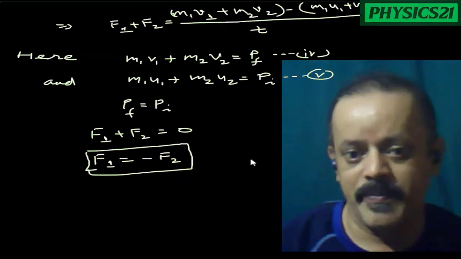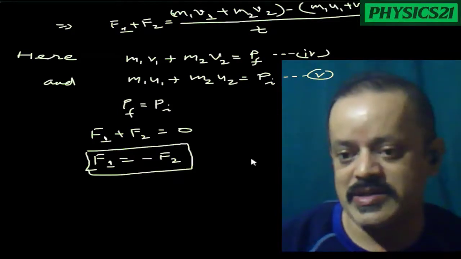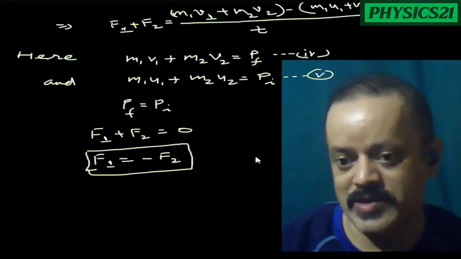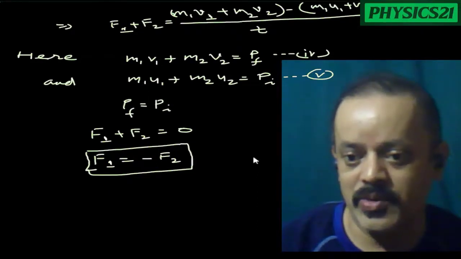So it is clear that using Newton's second law of motion, we can prove Newton's first law of motion as well as Newton's third law of motion. So Newton's second law of motion is also known as the real law of motion.